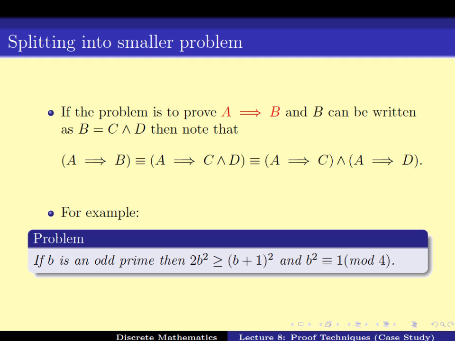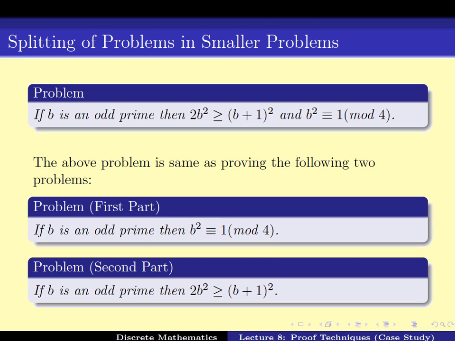So we saw this example which was saying that if B is an odd prime, then 2B square is greater than or equal to B plus 1 whole square, and B square is congruent to 1 mod 4. And applying this particular splitting of this problem into two parts depending on the deduction, we could split it up into two parts. Namely, first part, if B is an odd prime, then B square is congruent to 1 mod 4. And the second part, if B is an odd prime, then 2B square is greater than or equal to B plus 1 whole square.